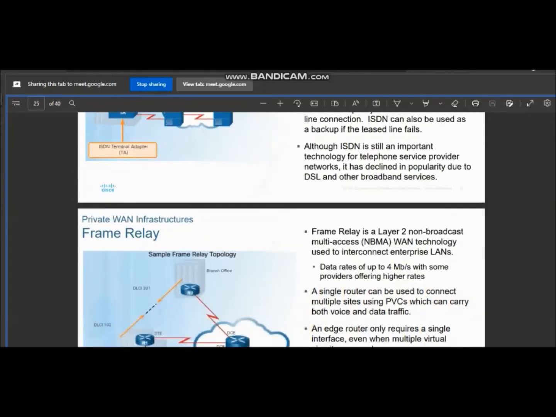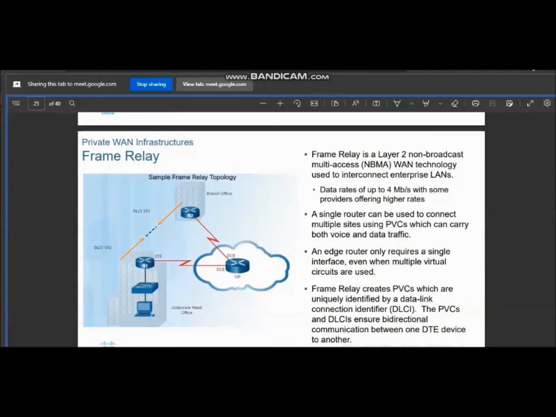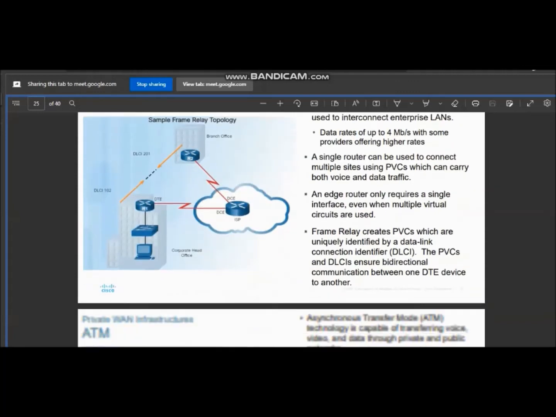Next is the frame relay. Frame relay is a Layer 2 non-broadcast multi-access, or NBMA, WAN technology used to interconnect enterprise LANs. A single router can be used to connect multiple sites using PVCs, which can carry both voice and data traffic.